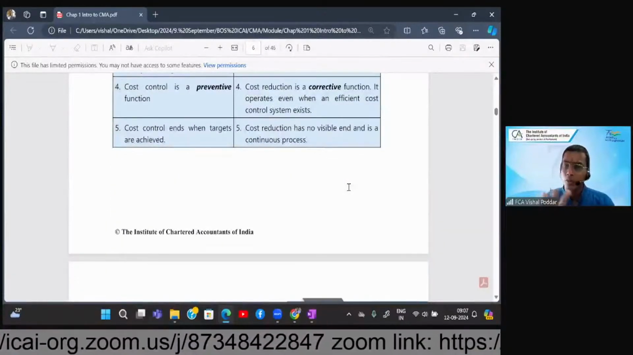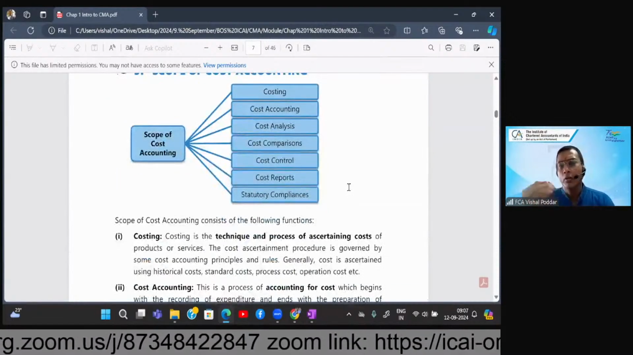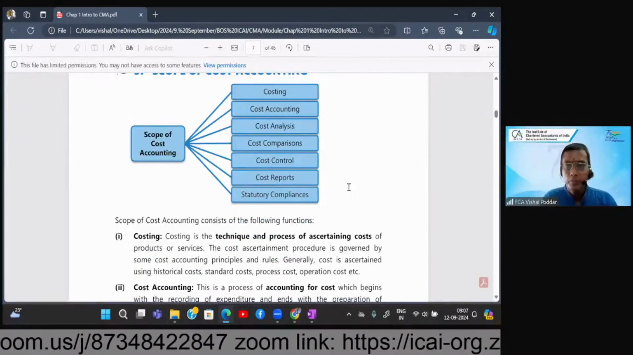I'll request all to just go through these theoretical points. If anybody has a question, we'll take up in the next lecture. At the start of the lecture, I'll first take the doubts.